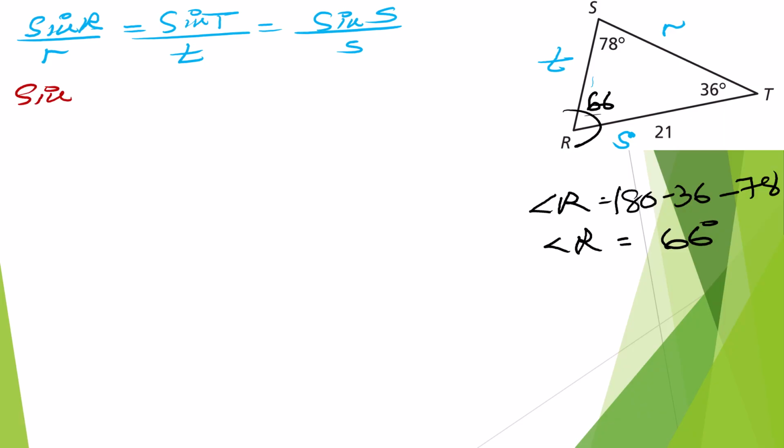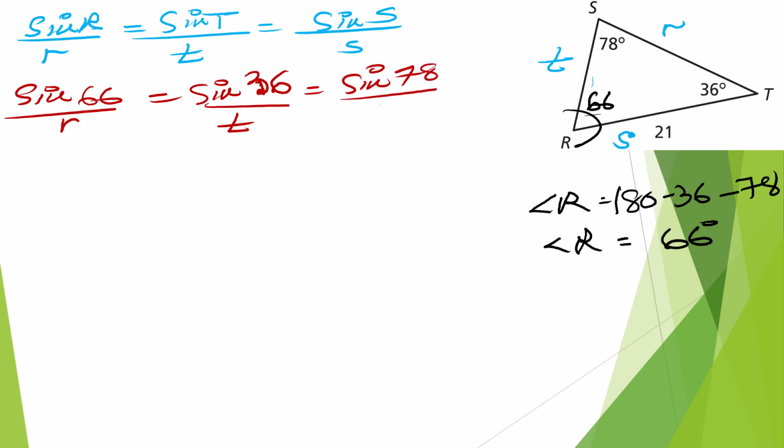So capital R is 66, small r not given. Capital T, no, sorry, capital T is 36 and small t not given. Then capital S is 78 and small s is 21. Now which two ratios will you take, so that only one unknown variable you have to find out?